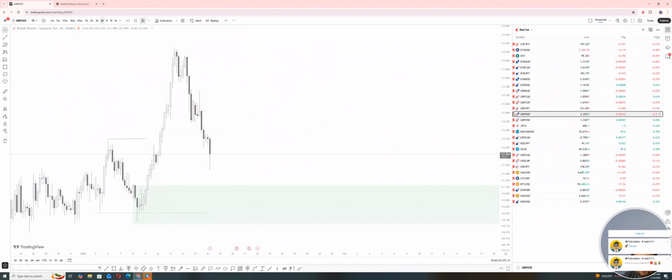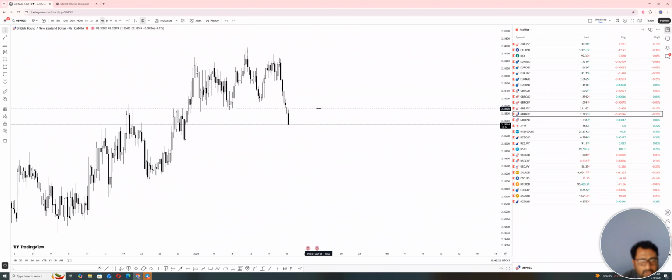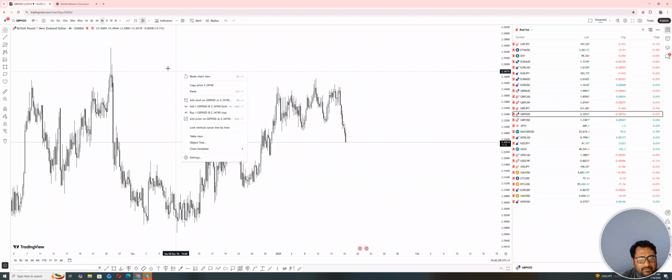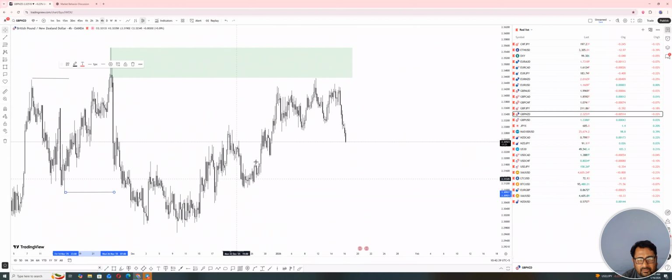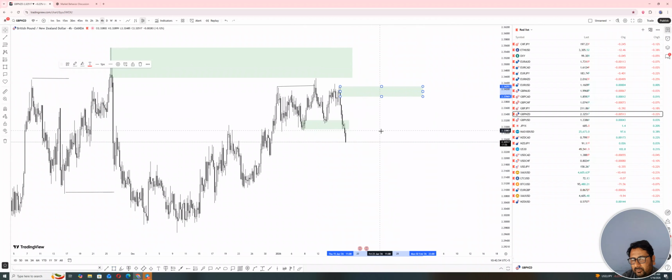GBP/NZD. Now you can see that we have a bearish order block, and this is your stop hunt area. This is your change of character, and the market is going up. Now you can see that we have a liquidity sweep, and we do not have any order block shift. Now finally the market shifted the order block. It means we will take a sell entry from here because we have a confirmation area.